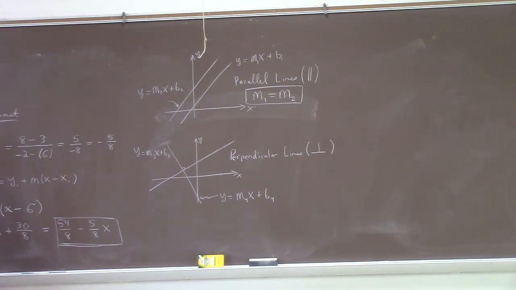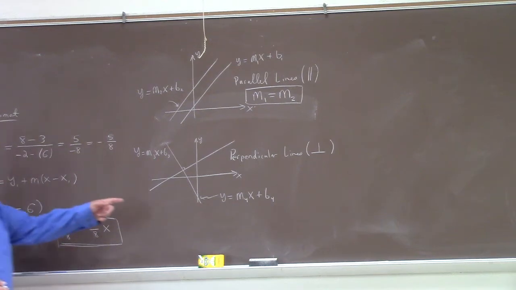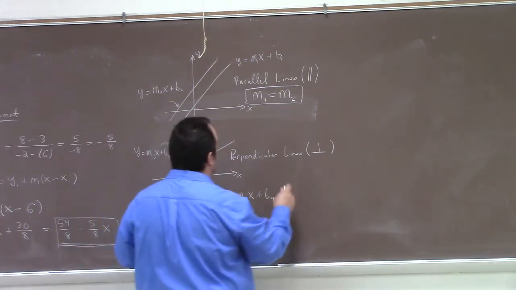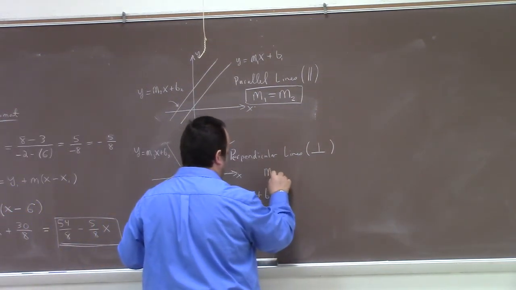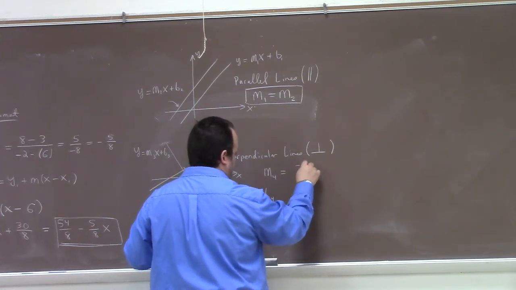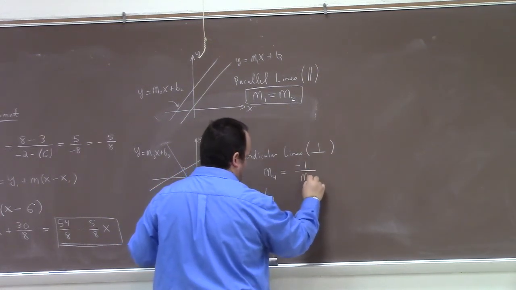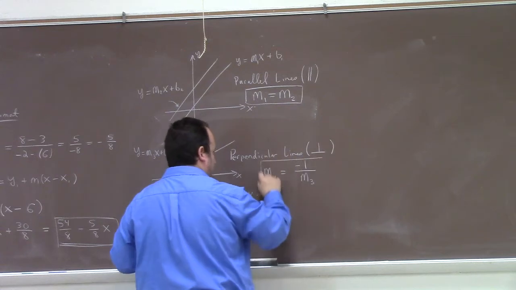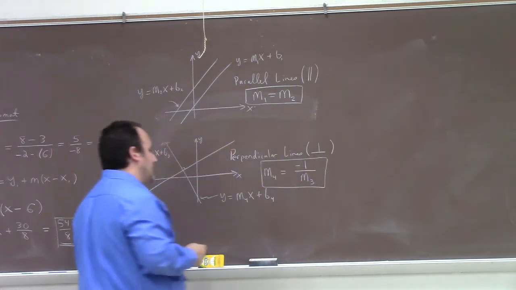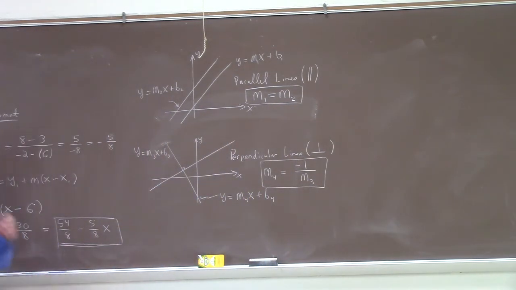x equals 3 is a vertical line, right? What's its slope? It only rises, it doesn't run. So this idea of rise over run breaks down for that one. How about this? How are m3 and m4 related? Well, m4 is equal to minus 1 over m3. So perpendicular lines have negative reciprocal slopes.